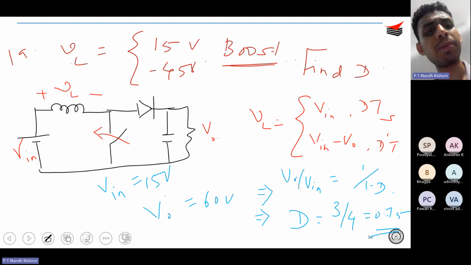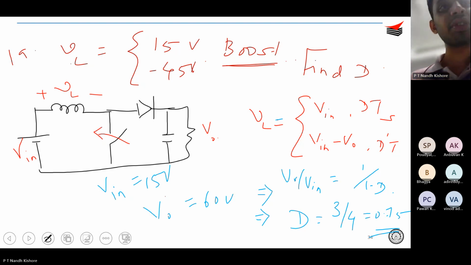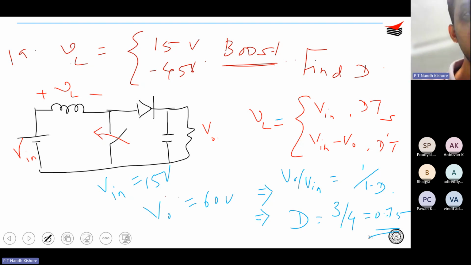This is again a very simple problem, right? The voltage across the inductor is given, just correlate with what you expect as the output voltage and you will get the answer. Any doubts in this question, or we can go ahead with the last problem for the day?